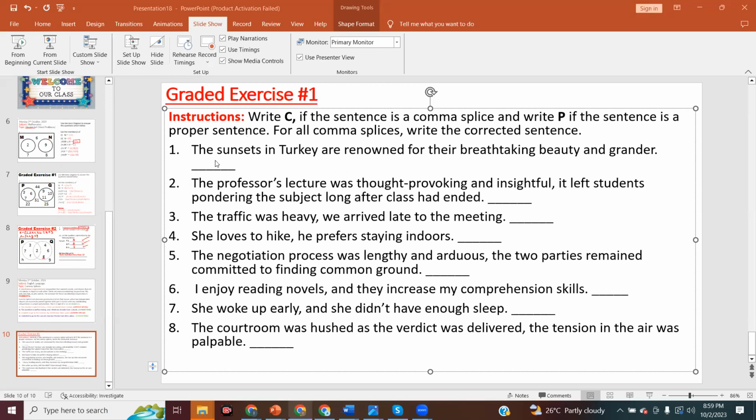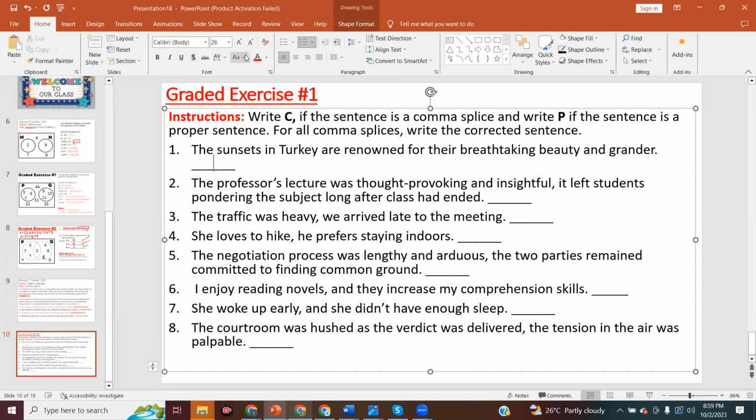Okay, let's quickly go over the answers before it's time to go. Is everyone finished? All right. I'm going to quickly go over the answers because I don't want to have you all late. The sunsets in Turkey are renowned for their breathtaking beauty and grandeur. P or C? P. How many persons have P? Very good. If you have P, it's correct.